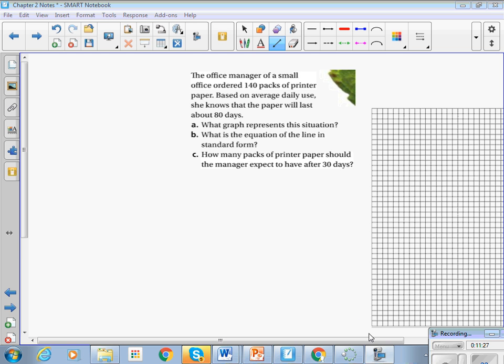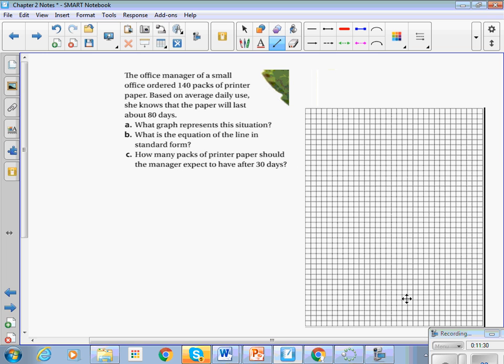All right, so I definitely want you guys to write this down, but let's just write the abbreviated version of it. The office manager of a small office ordered 140 packs of printer paper. Based on average daily use, she knows that the paper will last about 80 days. What graph represents the situation? What is the equation of the line in standard form? And how many packs of printer paper should the manager expect to have after 30 days? You guys go ahead and pause while we write this down.